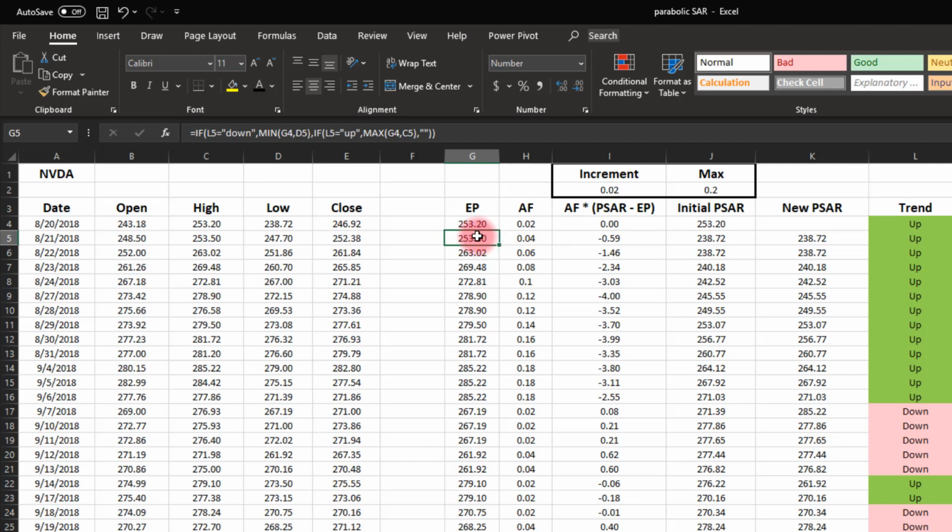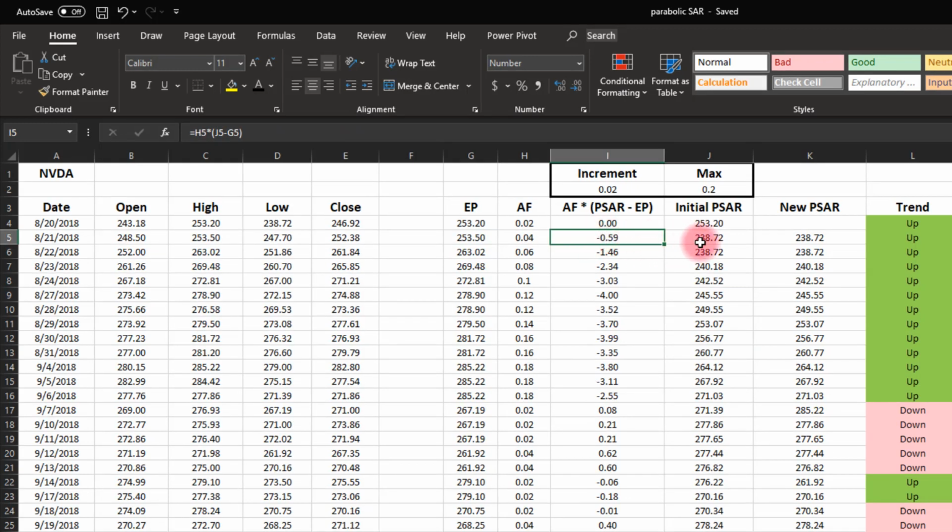Now, another little check that we have to do is that if we get a new extreme point, which we did, notice this one up here is 253.20, and then we go to 253.50. Not a big change, but it doesn't matter. It's a different extreme point. We're going to increase our acceleration factor by the increment. So we started at 0.02. I need to add 0.02 to that, which would make this 0.04. Then we're going to take our PSAR value minus the extreme point multiplied by this acceleration factor. It comes up to minus 0.59.